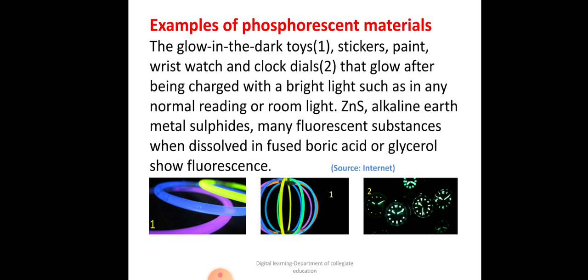Other examples of phosphorescent materials: glow in the dark toys, stickers, paint, wristwatch and clock dials that glow after being charged with a bright light, such as in any normal reading or room light. Zinc sulfide, alkaline earth metal sulfides, many fluorescent substances, when dissolved in fused boric acid or glycerol, show fluorescence.